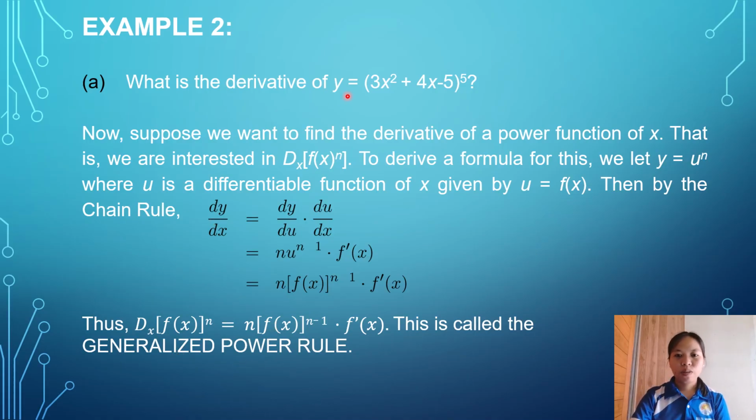So given this function, the derivative of y with respect to x is equal to the derivative of y with respect to u times the derivative of u with respect to x. So it's equal to n, which is the exponent, times u, the inner function, to the exponent minus 1, times f prime of x. So let's have the solution.